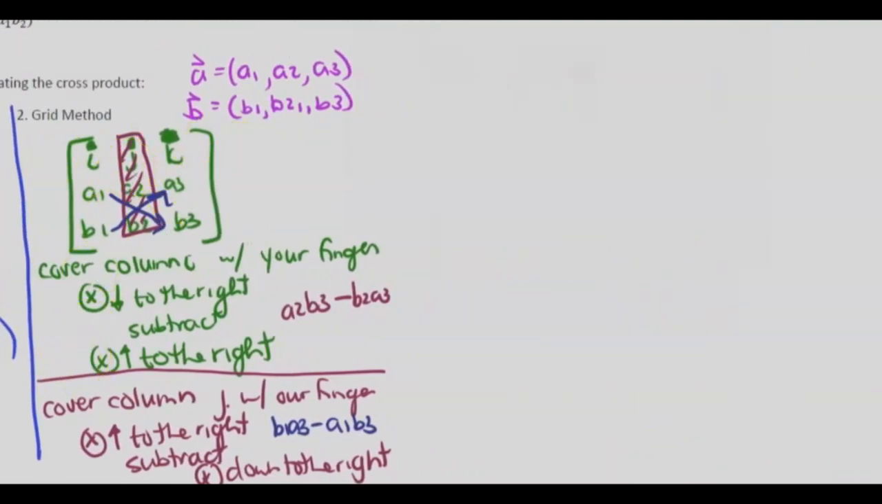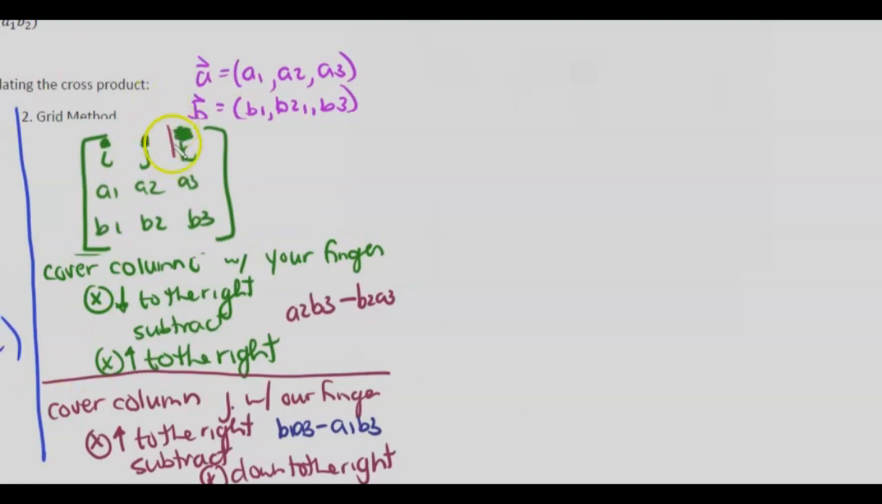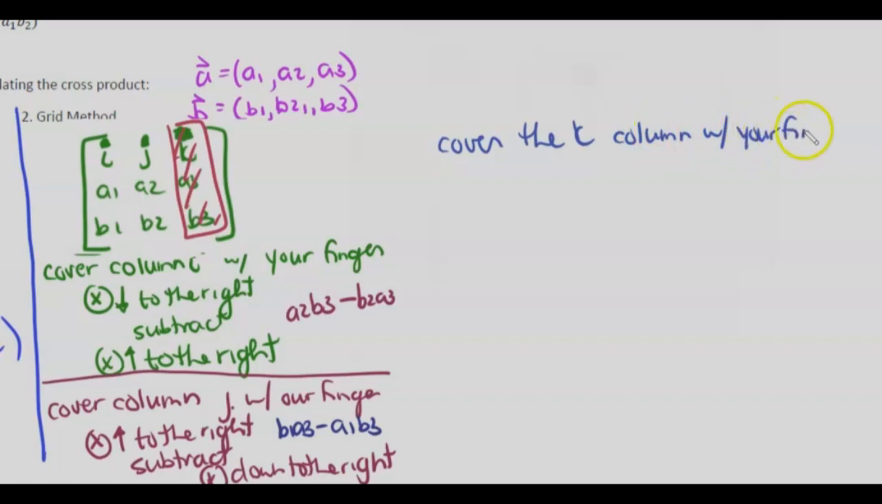Okay, and then the third one. We're going to cover the K column with our finger. Okay, so let's write this out. Cover the K column with your finger. Okay, so we're going to multiply down.